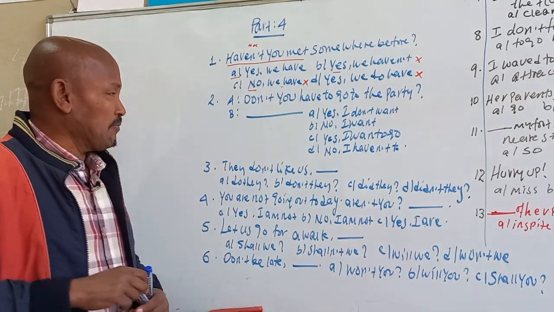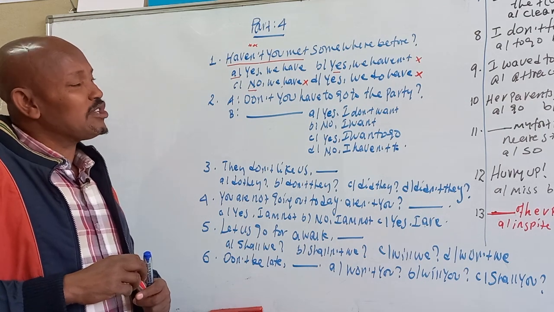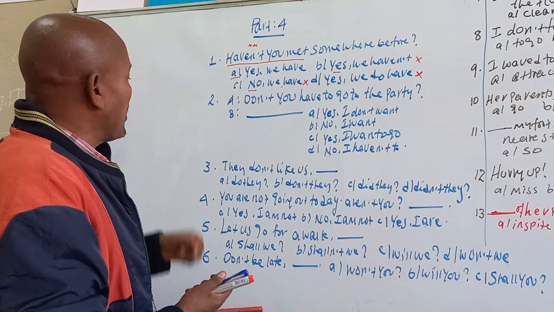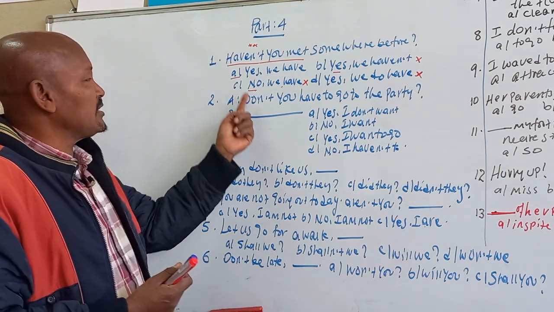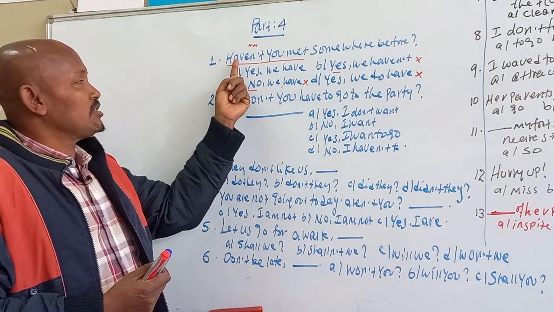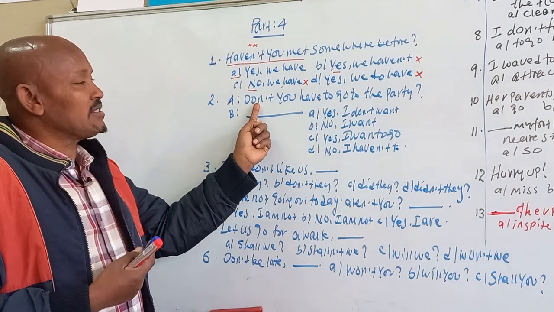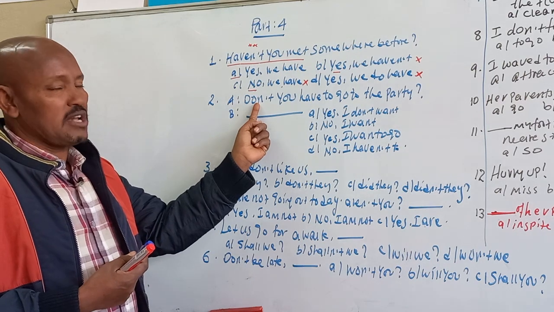Let's also do number 2. Don't you have to go to the party? Don't you have to go to the party? So what is the response here? The question is similar to the first one, but the first is present perfect and this one is simple present. If you want to give emphasis, you can use such kind of question.